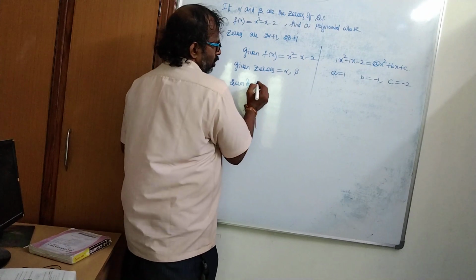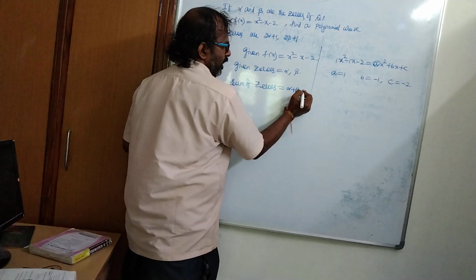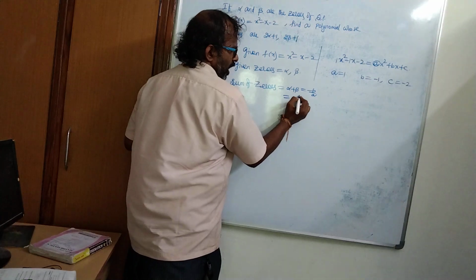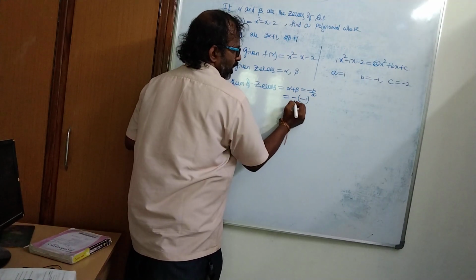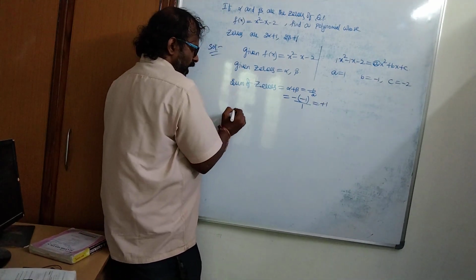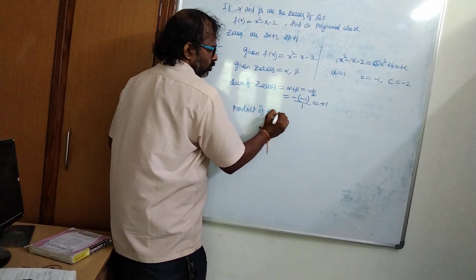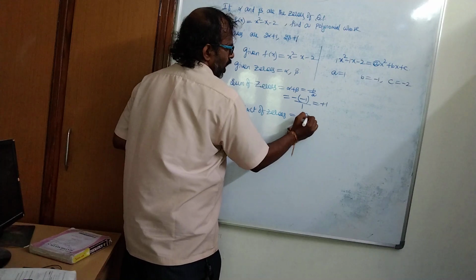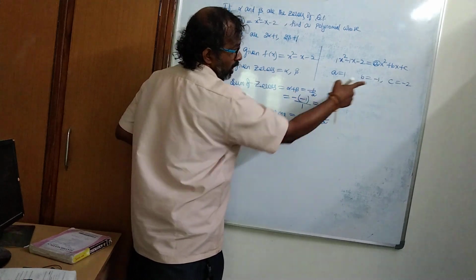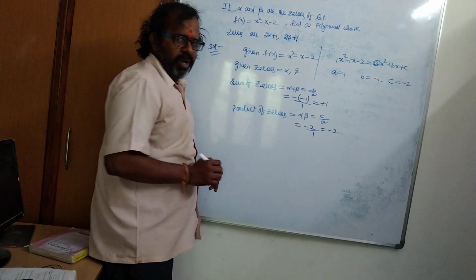So sum of zeros is equals to alpha plus beta is equals to minus b by a. Minus b is minus of minus 1 by a, so minus into minus is plus 1. Next, product of zeros is equals to alpha beta is equals to c by a. So c is minus 2, a is 1, so it is minus 2.